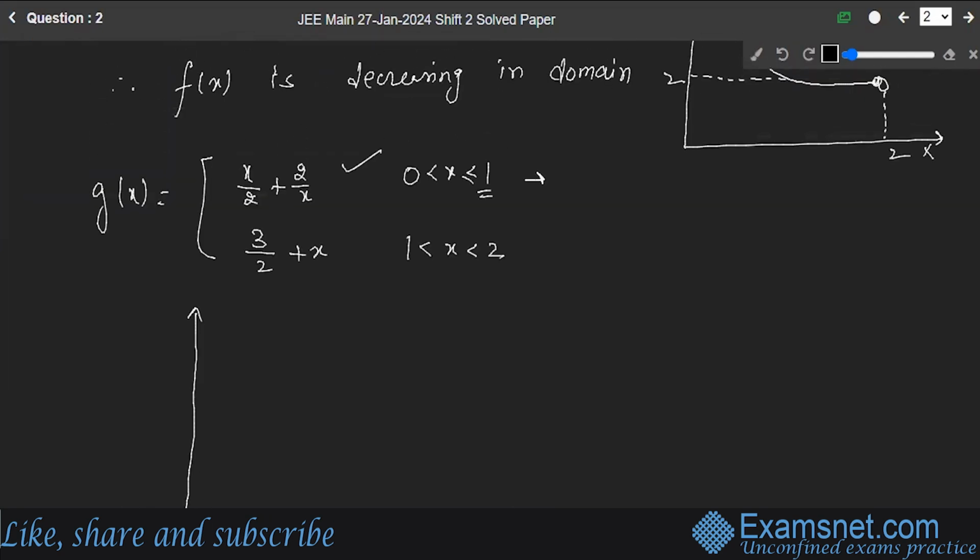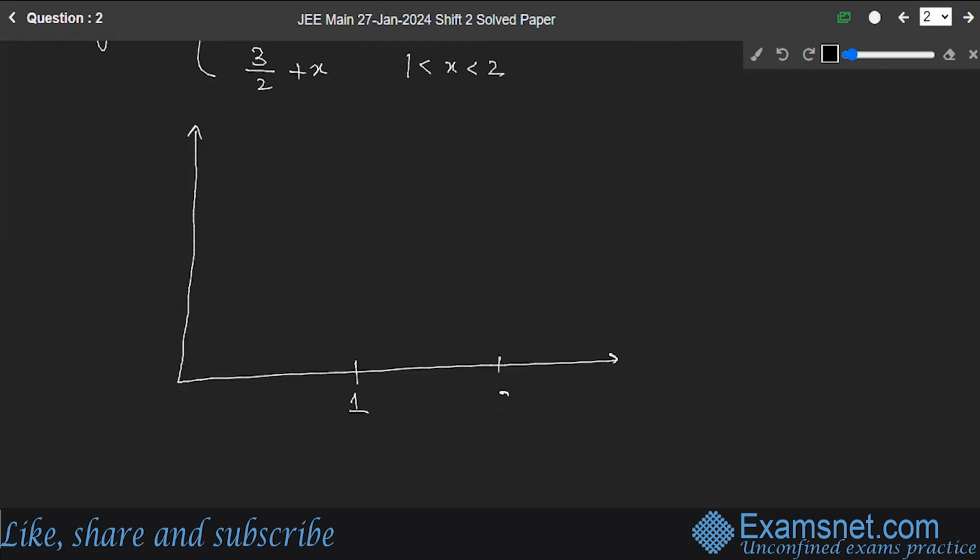Okay, now again, for x is equal to 1, your f(x) will be equal to 1/2 + 2, which is equal to 5/2. So now let's come over here. This is 2, and let's say over here you have somewhere 5/2. Now this graph will be decreasing till 1 because I have to reach till 1. So till 1, it is a decreasing graph like this.